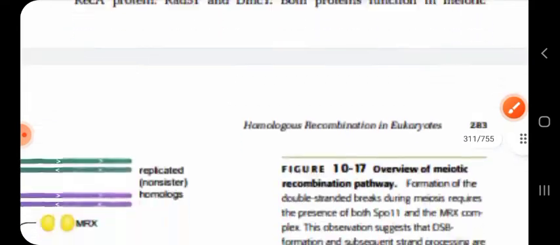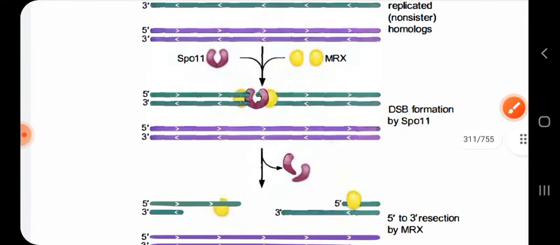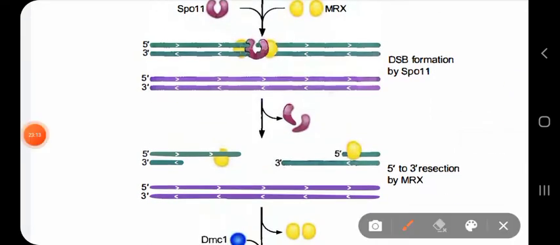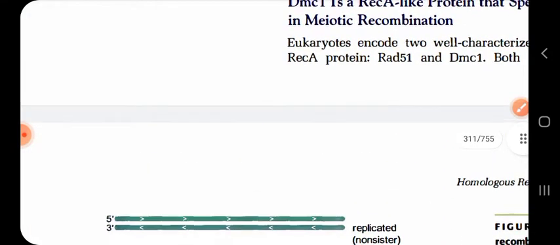So this is the picture. You can see replicated homologs where SPO11 has come and bound, and MRX gets to that site to bind. It generates that sticky end, and it also removes the SPO11. The resection is done by the MRX protein. MRX protein is made up of 3 subunits called MRE11, RAD50, and XRS2. In this way, the resection of the strands is done by the MRX protein.